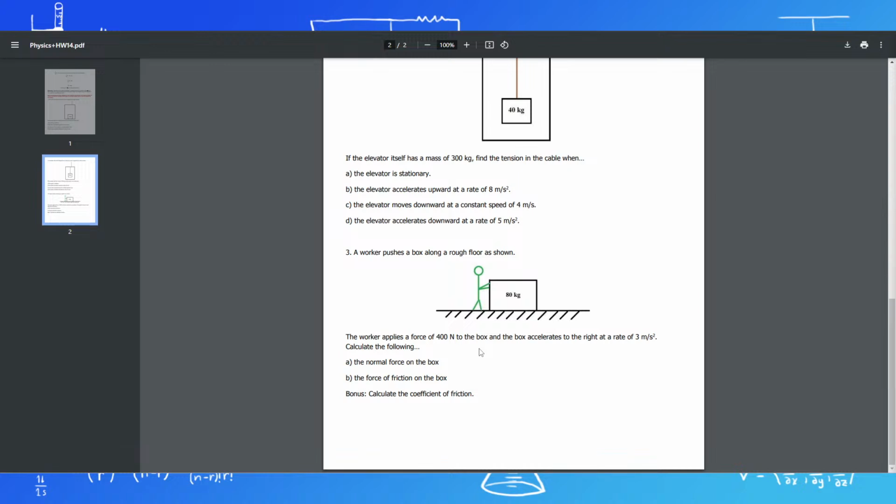So part A, well, let me copy the diagram first. So we have a block. I'm not going to bother drawing the person because they'll just be in the way. But we've got a block which is 80 kilograms in mass, according to the diagram.